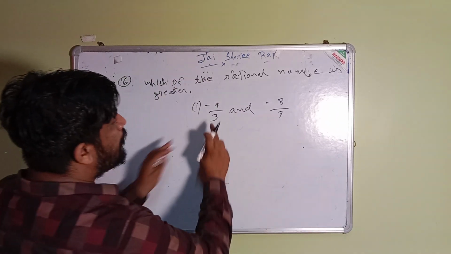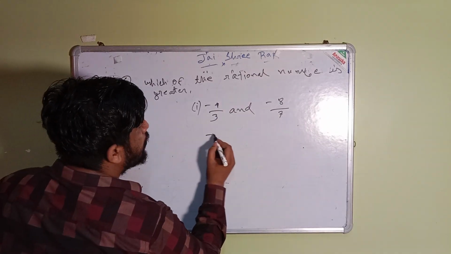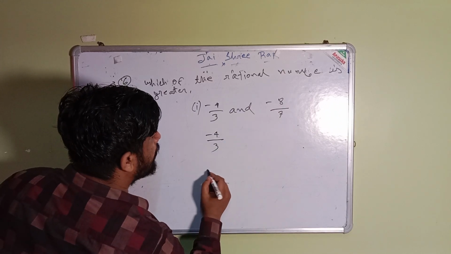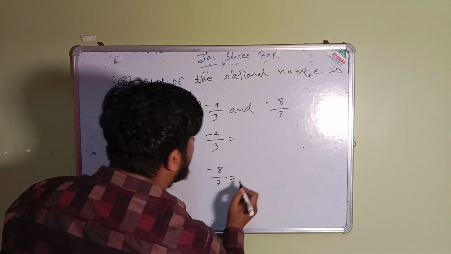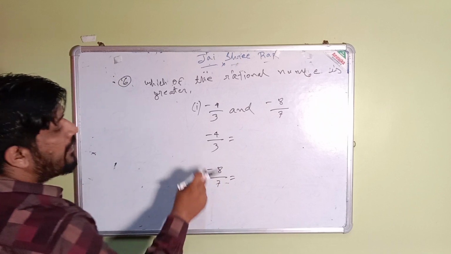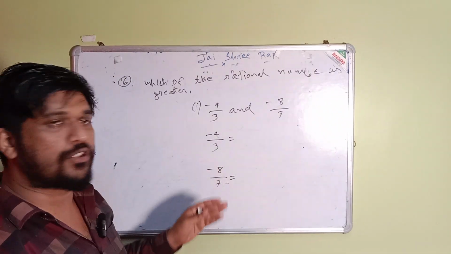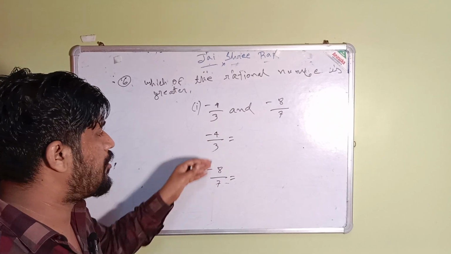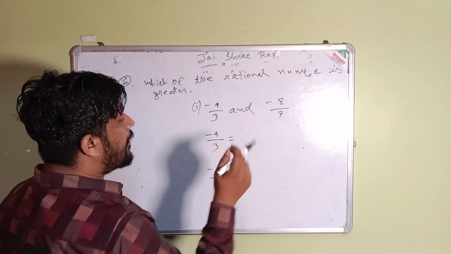How is it possible? Both the denominators are different. In that case, you have to write the first number, minus 4 by 3, and the second number, minus 8 by 7. To make the same denominator, you have to find the LCM of 3 and 7. We know that 3 and 7 are both prime numbers, so if the LCM is not possible, you just multiply both numbers. 3 into 7 is 21. So I am making both denominators 21.